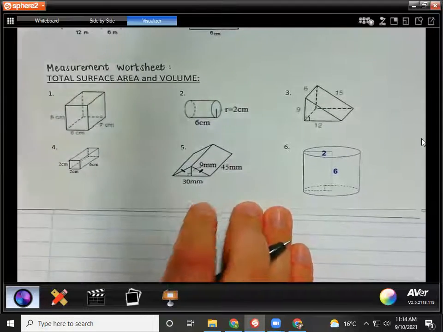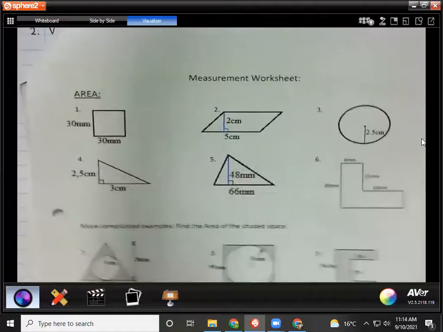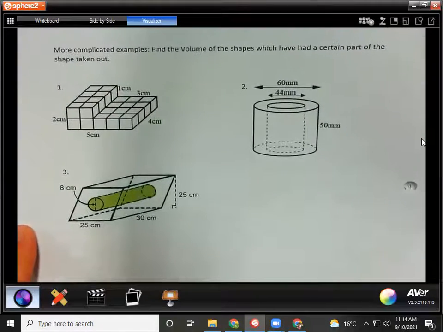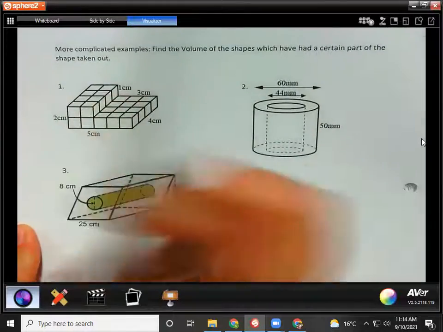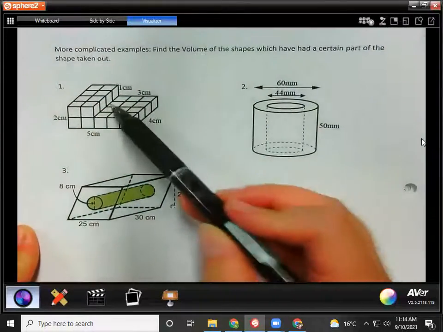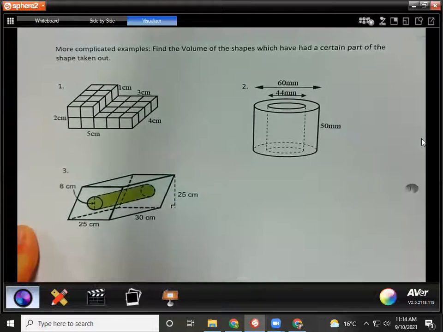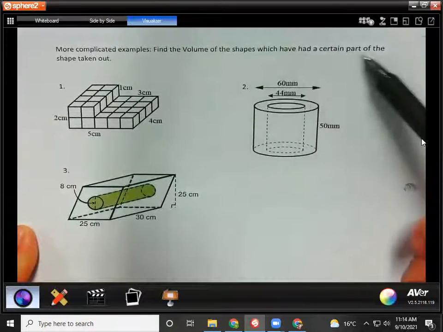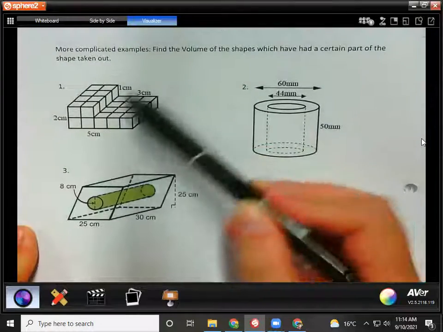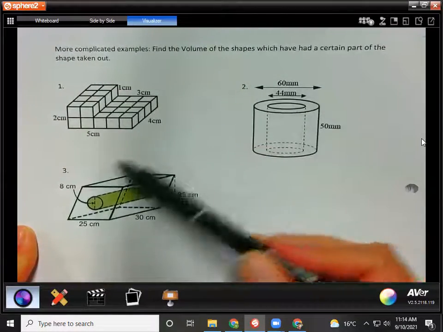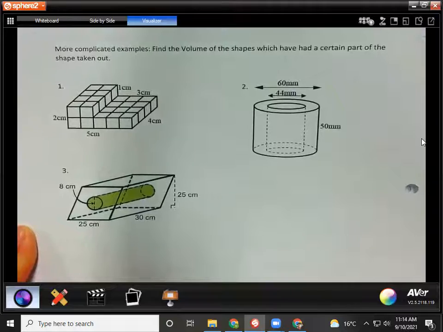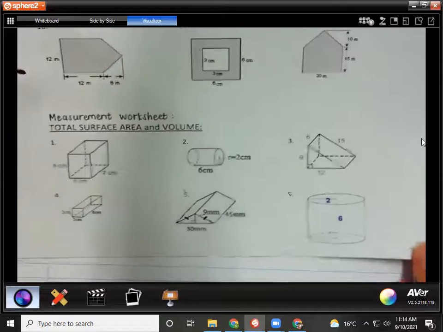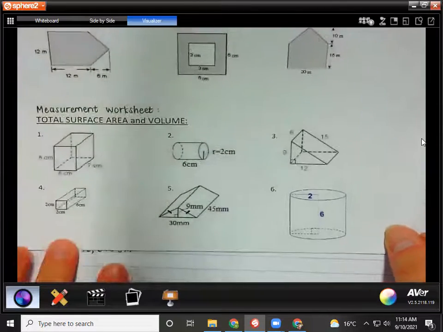And then on the back of this page, which I won't be able to put on the board now, but I'll post it on Classroom for you, there are 3 of these. They're more complicated examples. These are the ones where you have to find the volume of the bits that are left. So the volume of the shapes which have had a certain part of the shape taken out. That's number 1, that's number 2, and that is number 3. You're going to do those 3 as well. But first, you're going to do these 6. You're doing surface area and volume for each of them, please.